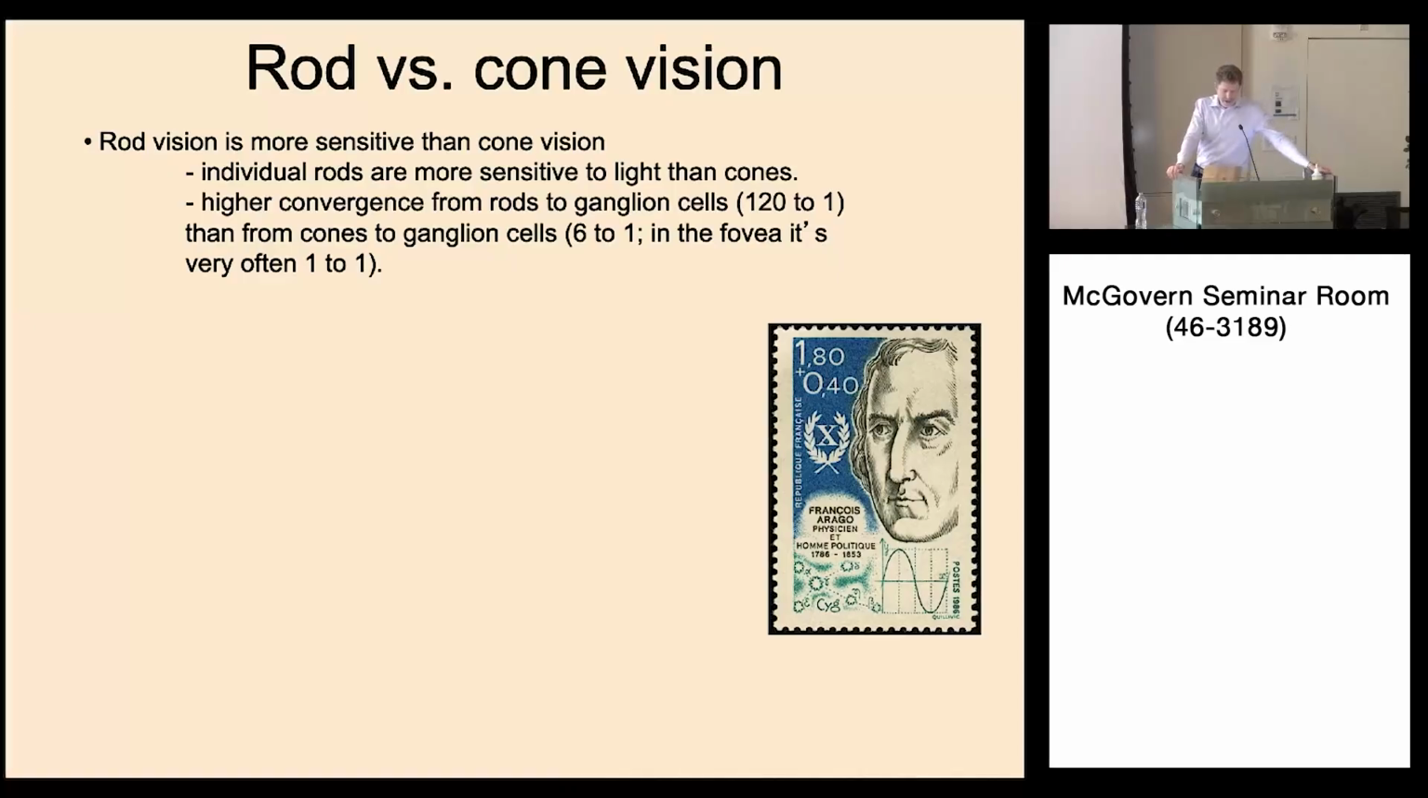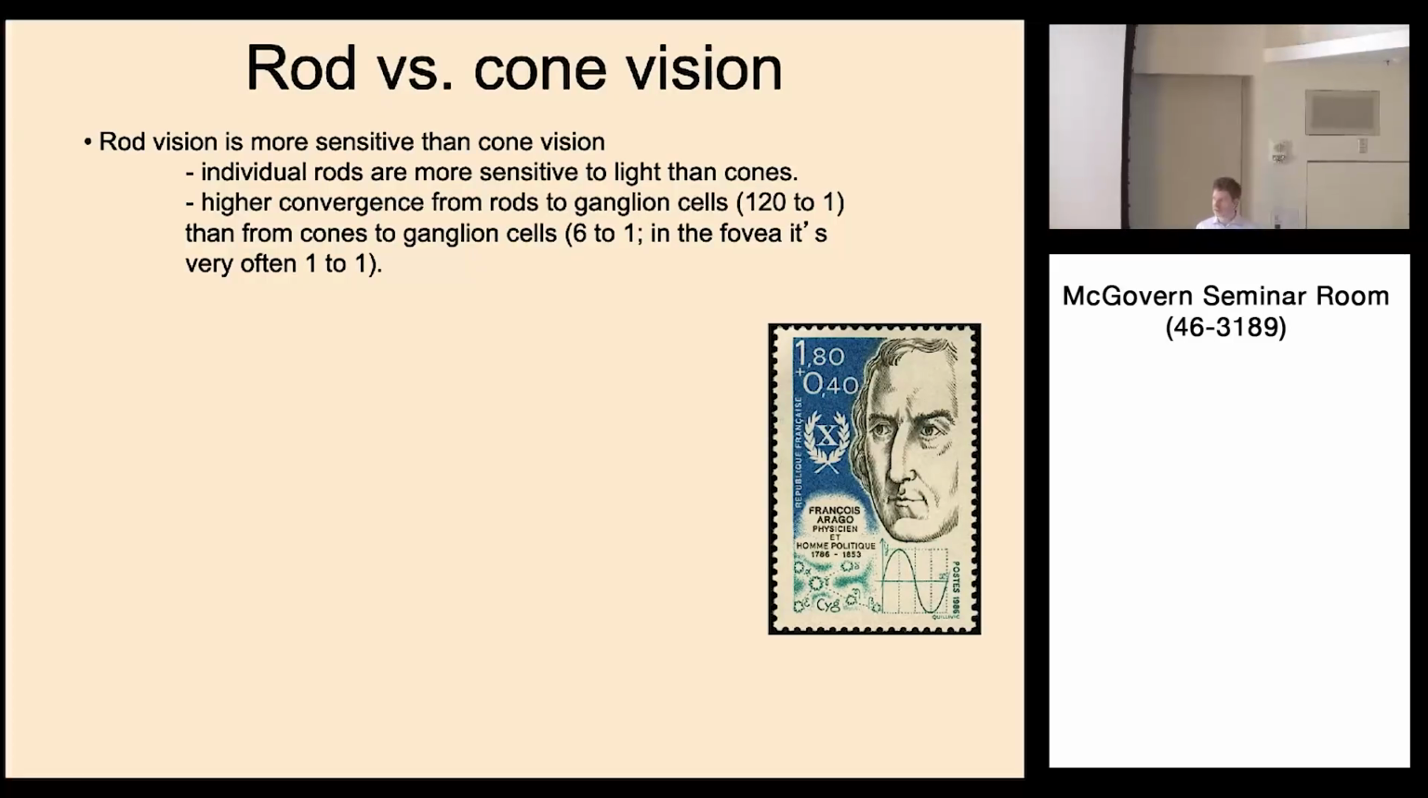By comparison, the convergence from the cones to the ganglion cells is much less. In the fovea, it's very often one-to-one. So a single ganglion cell will get input from a single photoreceptor. And again, we believe that's in order to maximize spatial resolution in conditions where the light levels are high.